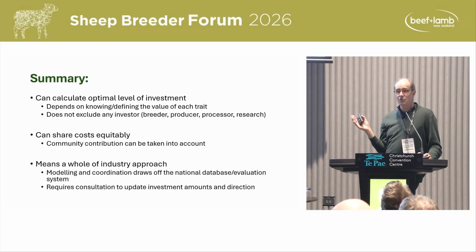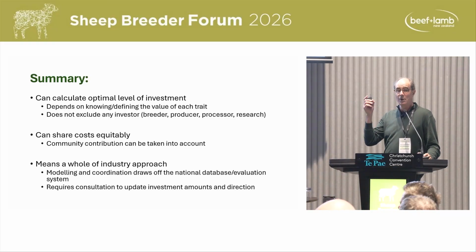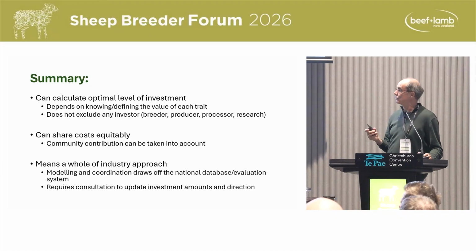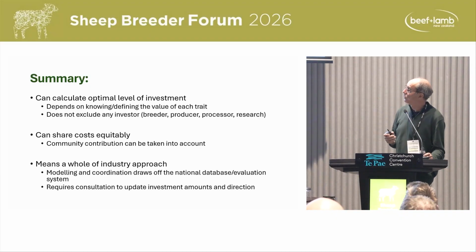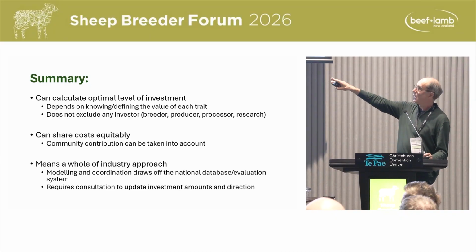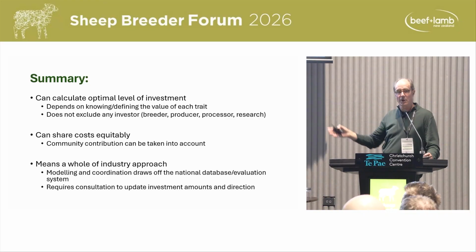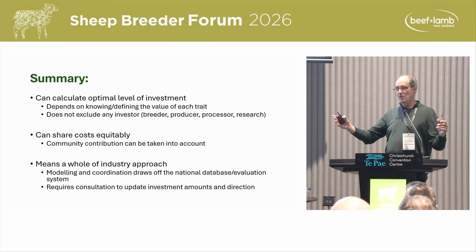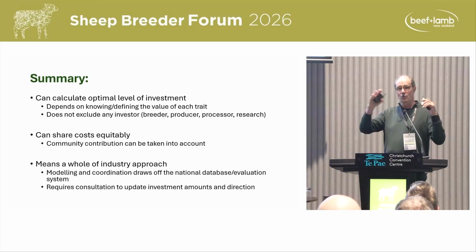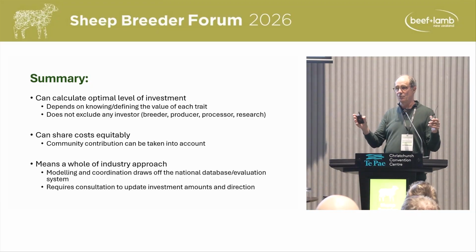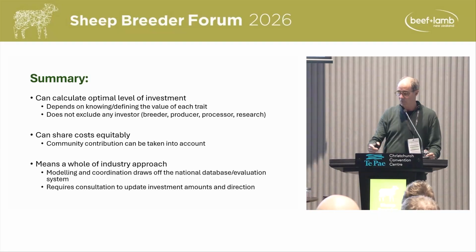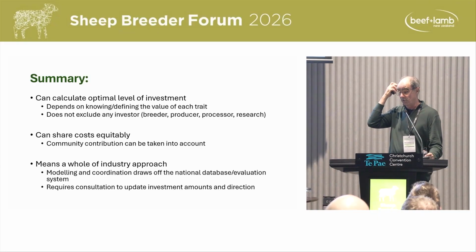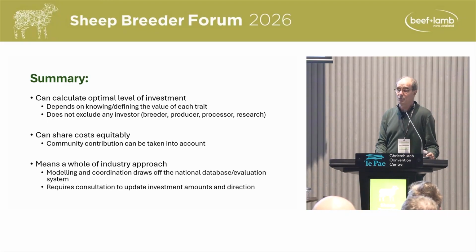I think it's relatively straightforward to share the costs equitably across the entire system. The maths behind what I've done is not very complicated at all, but it does mean a whole of industry approach. You've got to have a look and say, this is the accuracy scenario for all the traits that are important across the different breeds. What does it look like? Where would we like to improve it? I think that's something that beef and lamb could generate as a report and circulate and have as a basis of conversations pretty easily.